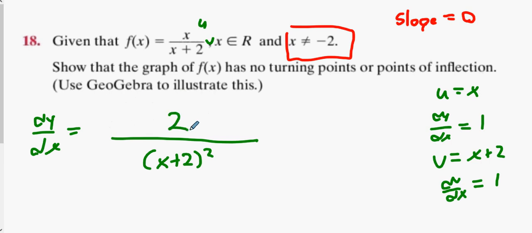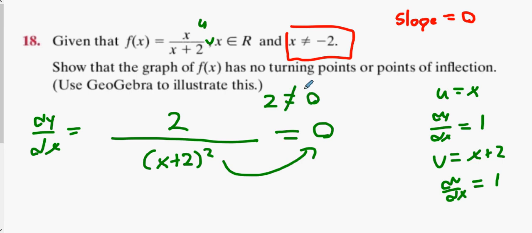Everybody cool with that? Can you solve that equal to 0? What happens when you cross multiply this up? What's 0 times anything? 0. 2 does not equal 0. This means there's no solutions for this question. Therefore, there's no turning points. You cool with that? No solutions equals no turning points.